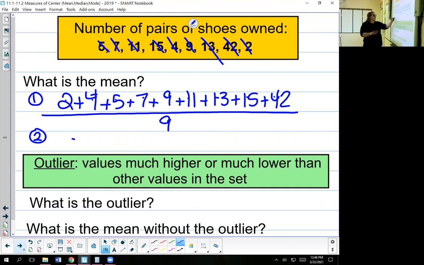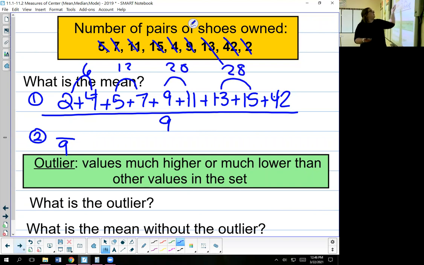All right, so let's find the mean like we've been doing. Step 1. Step 2, I'm going to show what I get as a sum divided by 9. Again, you could use that theory about if you want to go ahead and type like 6 and 12 and 20 and 28. If you want to do it that way, you can. That's what I'm going to do.